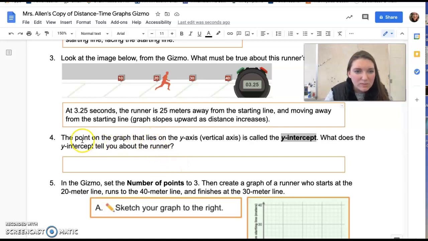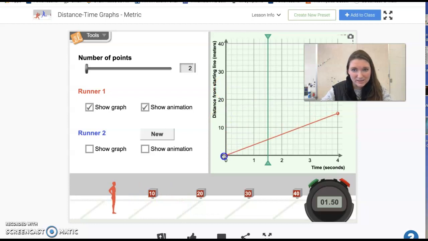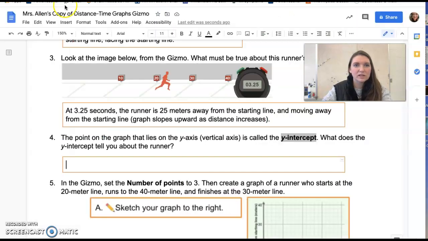So now we're going to look at the point on the graph that lies on the y-axis, called the y-intercept. So the y-intercept is the spot where the line hits the y-axis, okay? So what does the y-intercept tell you about the runner? The y-intercept tells you how far away from the starting line the runner starts, okay? So if he starts here, he's starting at the starting line at 0. And if he's starting over here, he's starting 40 meters from the starting line, okay? So how far the runner starts from the starting line.